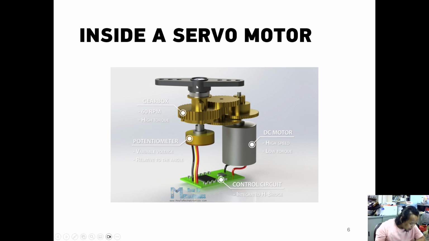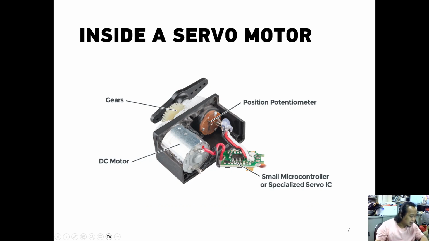This is inside the servo motor. There is a gearbox like this with high torque, but the RPM is very slow, and there is a potentiometer to serve as a position sensor. This is the central control circuit, and this is the DC motor with high speed and low torque. Okay, this is the real breakdown of a servo motor. This is, as we usually use, a DC motor. This is the position potentiometer, and this is the circuitry with a small microcontroller or a specialized servo IC. This is the gearbox.